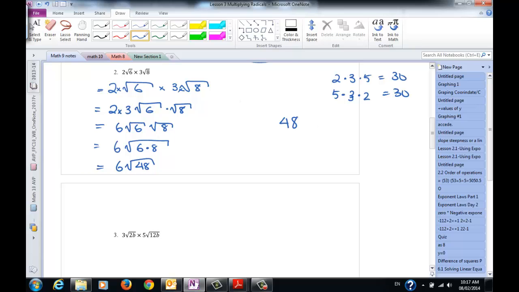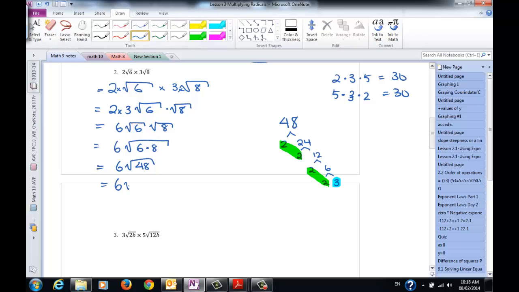And then I'm going to factor this because I want to write it as a mixed radical. So 48 is 2 and 24, 2 and 12, 2 and 6, 2 and 3. It's a square root, so I'm looking for pairs. I've got a pair here and a pair here, and I have some leftovers.